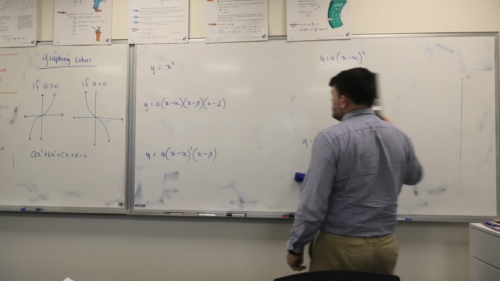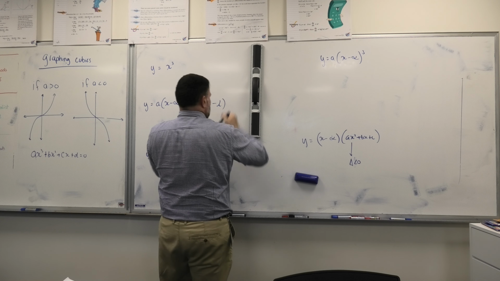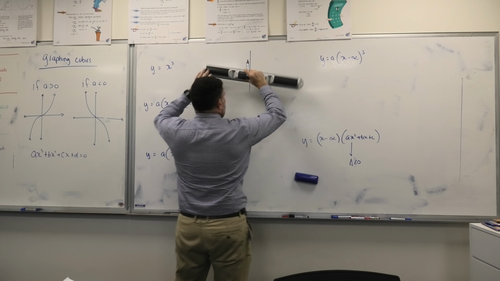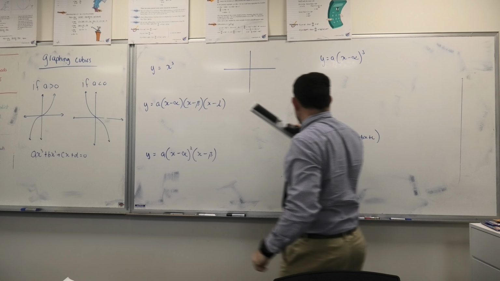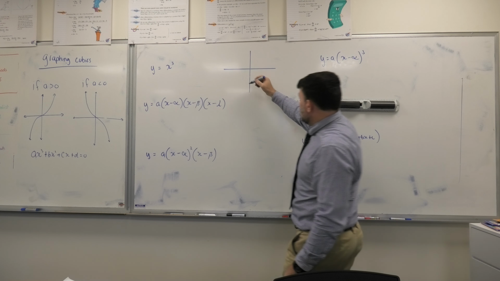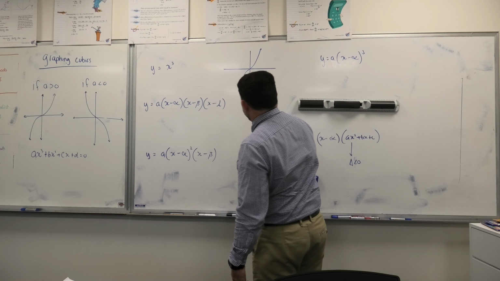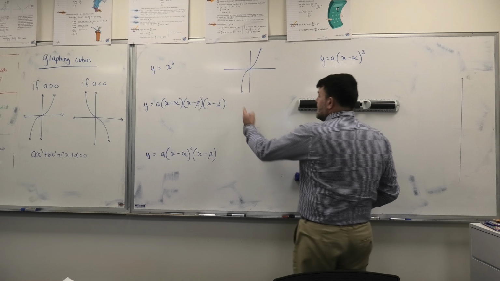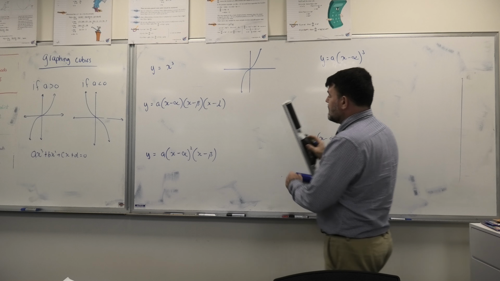If we look at the different types of graphs here, the first one is nice and simple. It's just an x cubed. So in this case, we're going to have something that looks like that. It's positive, x cubed goes through the origin. Nice, straightforward one.